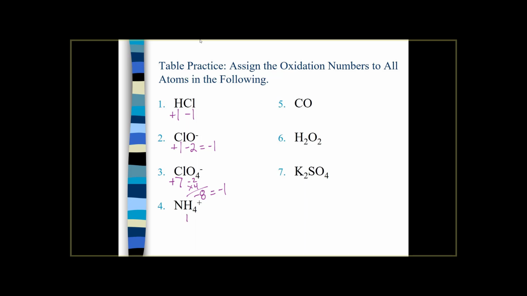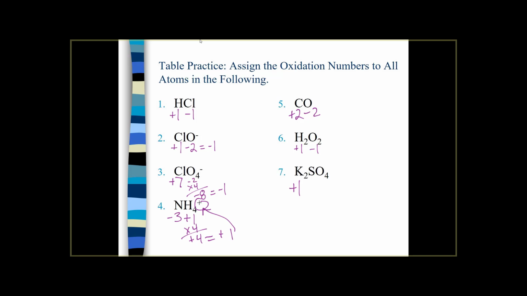Our ammonium ion, hydrogen is a +1 and the nitrogen is a -3. And if you do the math for the hydrogen, you'll see that everything works out. The charge is a +1 as shown. Carbon monoxide, oxygen is a -2. That means the carbon's a +2. We have H2O2, so that is a peroxide. So hydrogen's a +1 and oxygen is a -1.